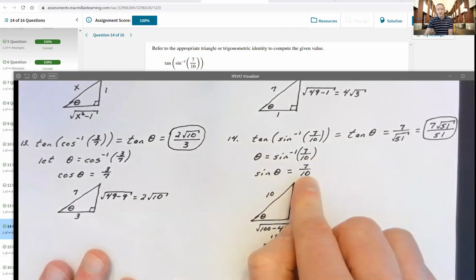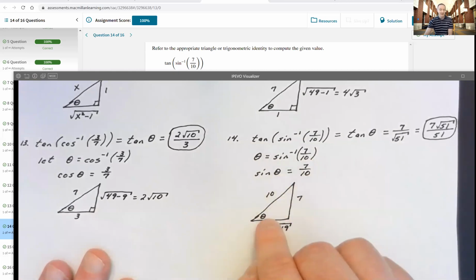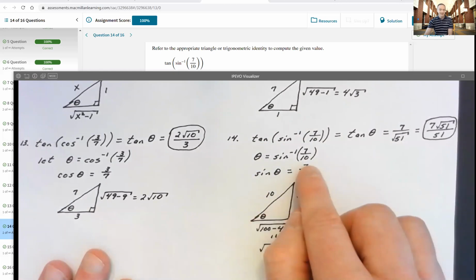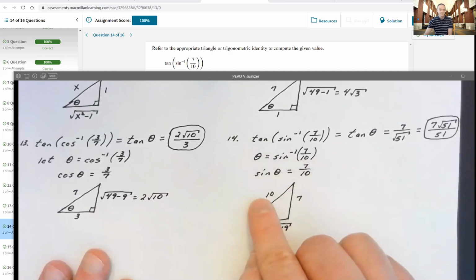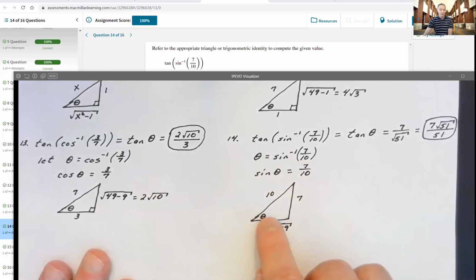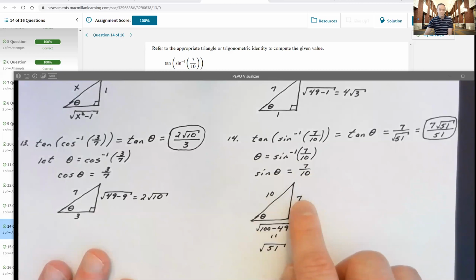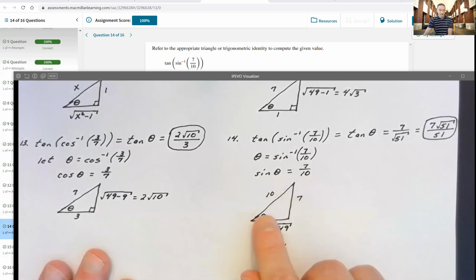Then you can say, well, all right, if the sine of theta is 7 over 10, that means theta is an angle inside of a right trig triangle in which the opposite side is 7 and the hypotenuse is 10. Now, what do I know about the side corresponding to theta? Well, it's always the square root of the hypotenuse squared minus the other leg squared. So I get 100 minus 49, that's 51. And so this side is going to be the square root of 51 units long.